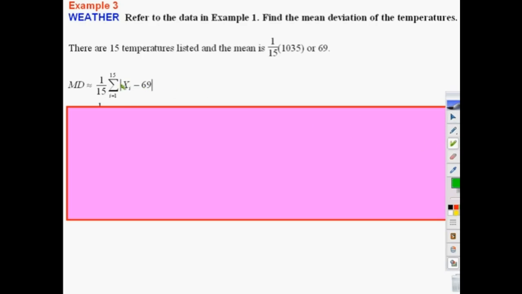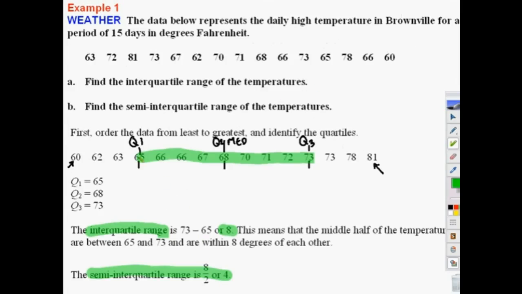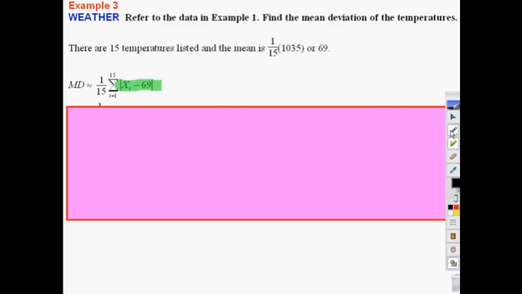Now let me go into a little bit more detail on what this part of it entails. So I take each of the values here, I'll start maybe with my first one, 60, and I go 60 minus 69 is negative 9, absolute value that's 9.